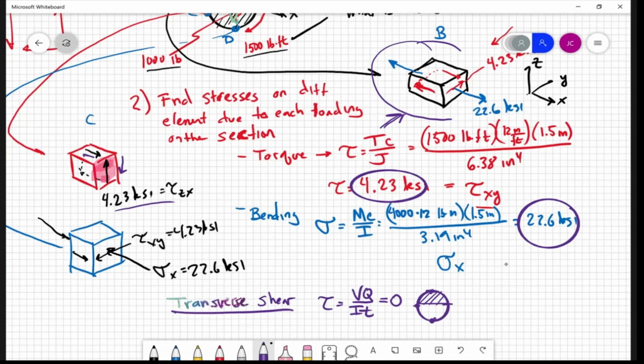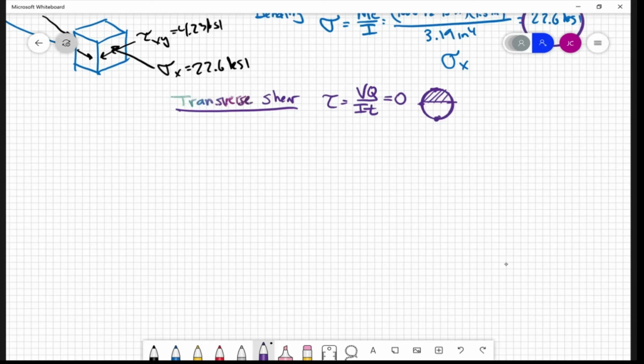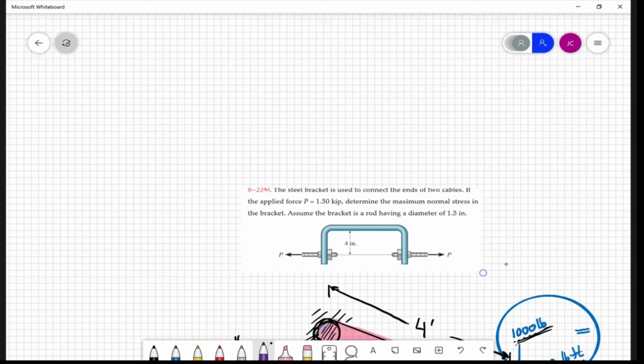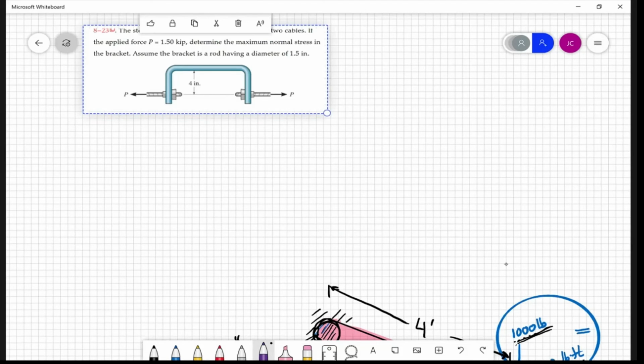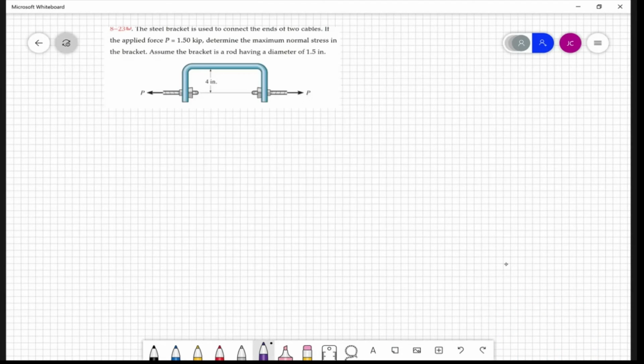It's going to be a little bit of a stretch problem. Well, actually, let me get started for you. The next problem I was going to do is 821. Where is it? I drew it up here. Well, that's 823. Okay, let's do 823. So I cut it, pasted it. Here they have this bent bracket, which two cables pull on as shown, with a force of 1.5 thousand pounds. They want you to figure out the maximum normal stress in this bracket.